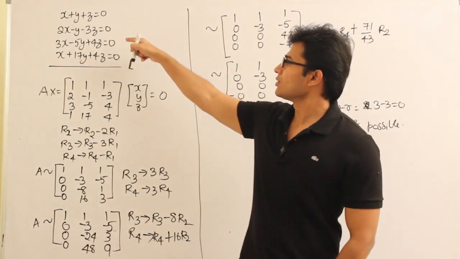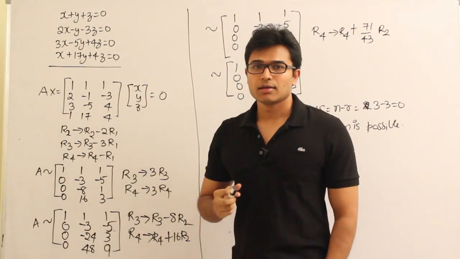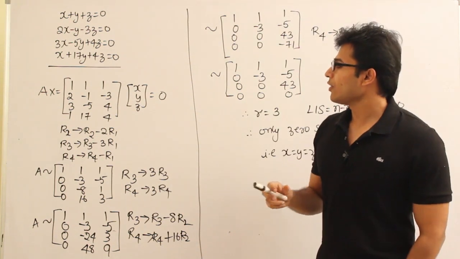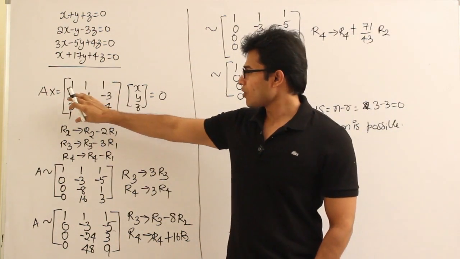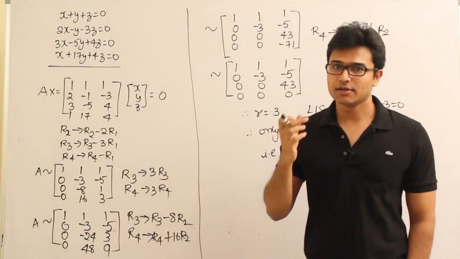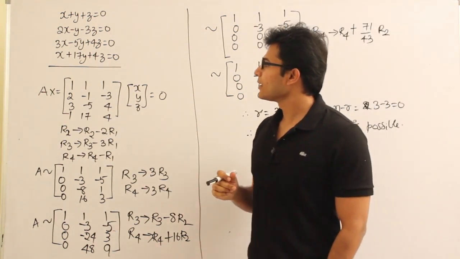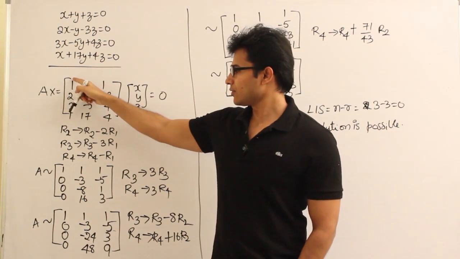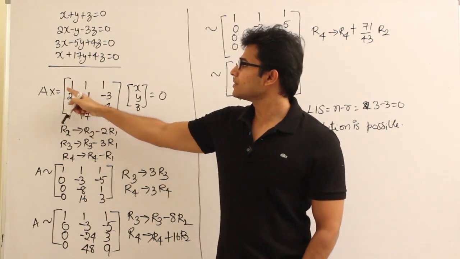Let's try to solve this. Four equations are given. So now just write it in the form of Ax equal to 0, where A is the coefficient matrix as usual. Till now we are doing that, right?